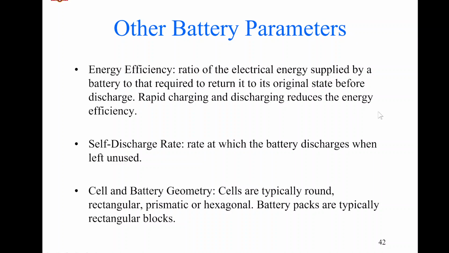Then we have few other things like energy efficiency, how much energy we supply versus how much we get out, and the self discharge rate. So if we leave the battery without any use, slowly it discharges and degrades, because the ionic movement keeps on happening inside the cell anyway. So the cell and the battery geometry would also have impact on batteries. Like these cells are typically round, or we have rectangular. Battery packs are typically rectangular blocks, although the cells inside it may be cylindrical.